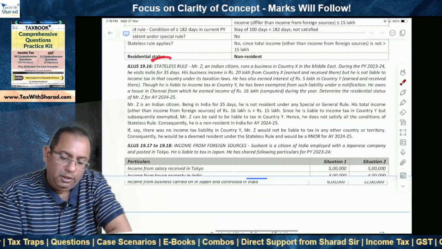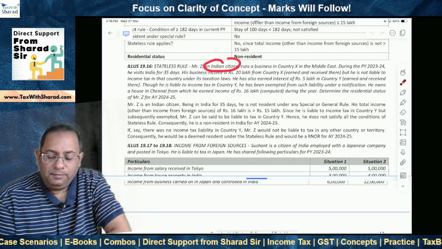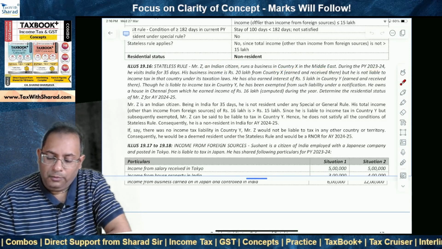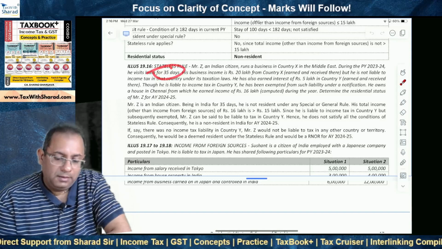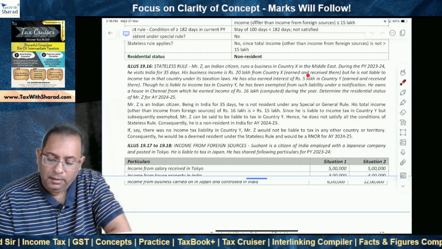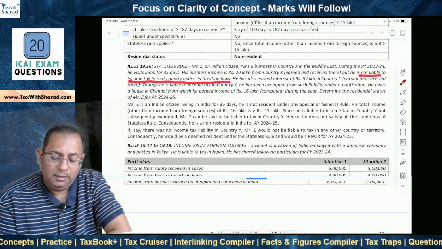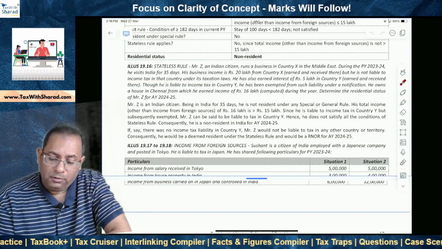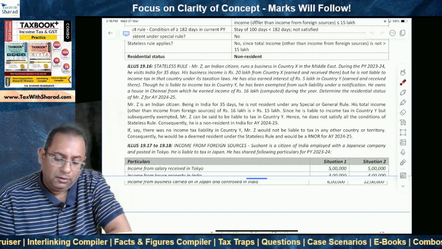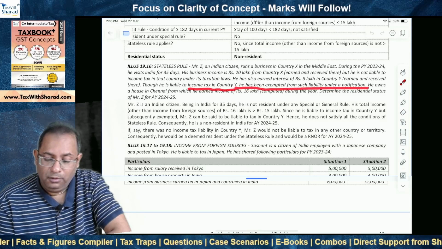One illustration, especially on the stateless rule. Mr. Z is an Indian citizen. He runs a business in country X in the Middle East. During PY 23-24, he visits India for 35 days. His business income is 20 lakh from country X, earned and received there. But he is not liable to income tax in that country under its taxation laws. He has also earned interest of rupees 5 lakh in country Y, earned and received there. Though he is liable to income tax in country Y, he has been exempted from such liability under a notification.